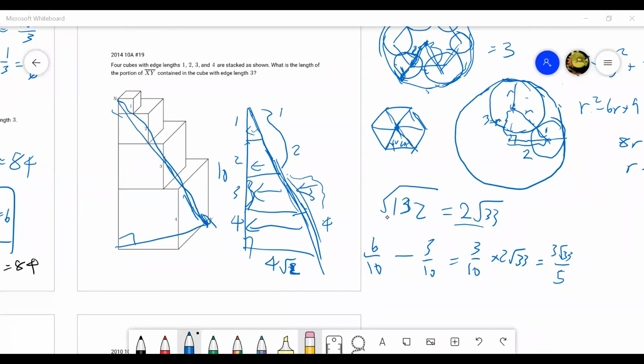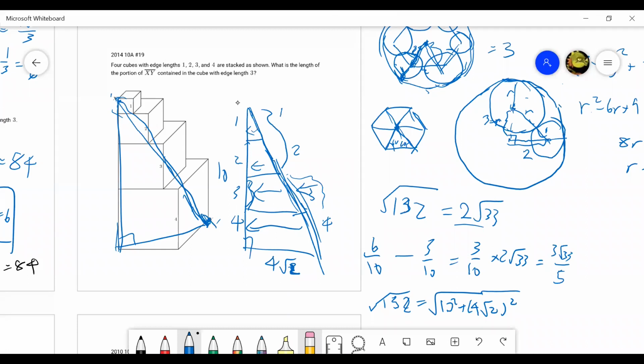The square root of 132 is from the Pythagorean theorem with this triangle that we formed. Since xy is going to be two opposite corners, and these are all cubes, so everything's perpendicular. 132 is equal to 10 squared plus (4 root 2) squared, since 10 squared is 100 and (4 root 2) squared is 32. So that's where we got the length.